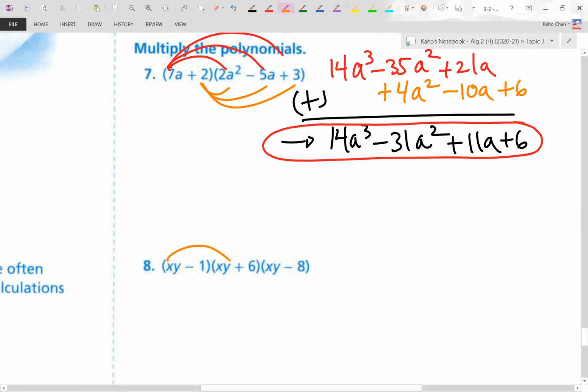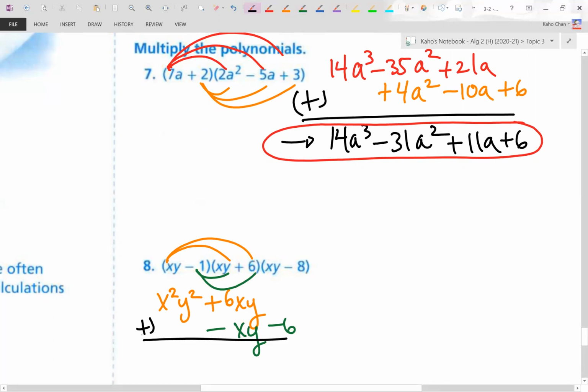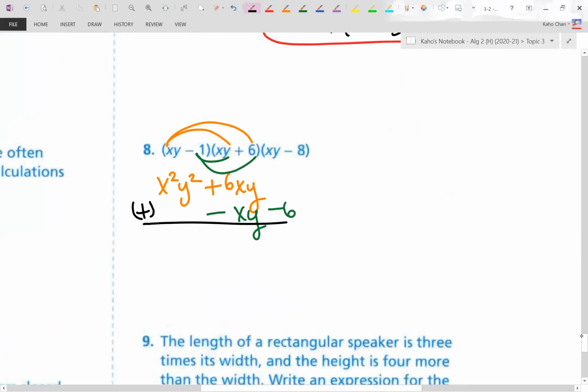Here we go. Xy times xy is x squared y squared. Xy times 6 is plus 6xy. Let's do the next one here. Minus xy. Oh, okay, I'm going to put right here, I think. Good. And then minus 6 right there. So the product of those two binomials added together will give me x squared y squared plus 5xy minus 6.